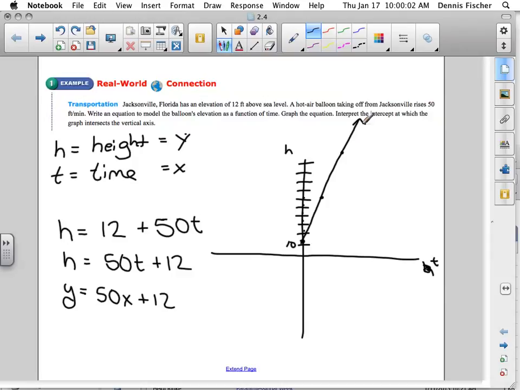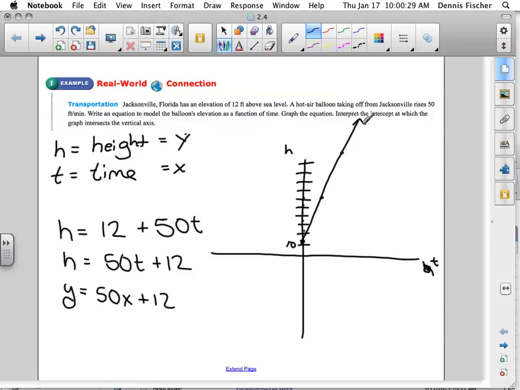What didn't I do? I didn't go to the negatives. You can't have negative time. You can't go below ground on this one because we're going up in the air, right? You can't go backwards in time. T can't be negative, right? Unless you're time traveling, which I don't think exists yet.